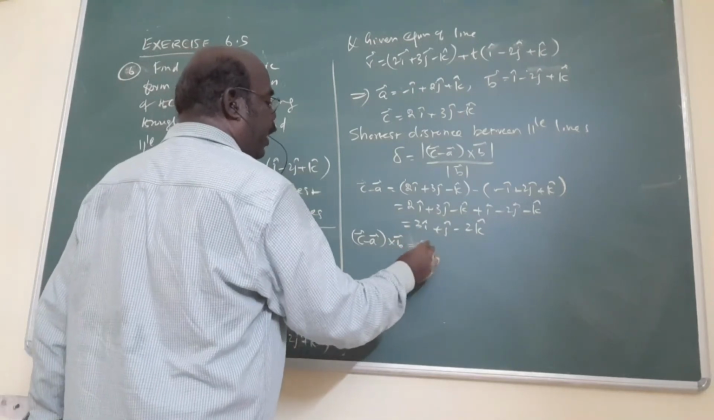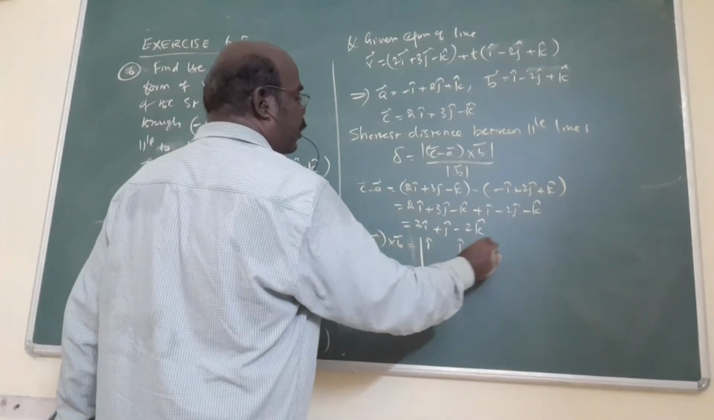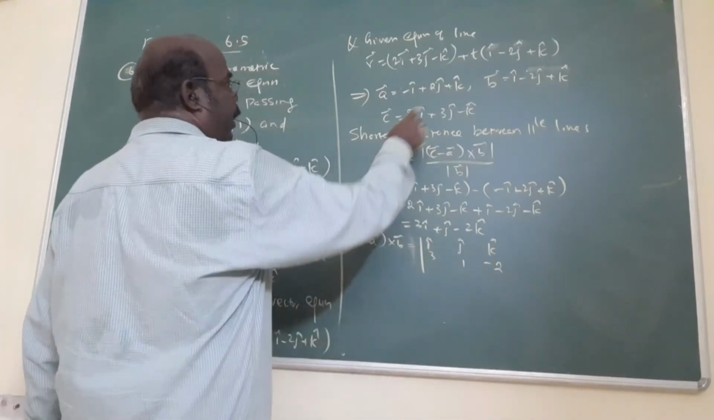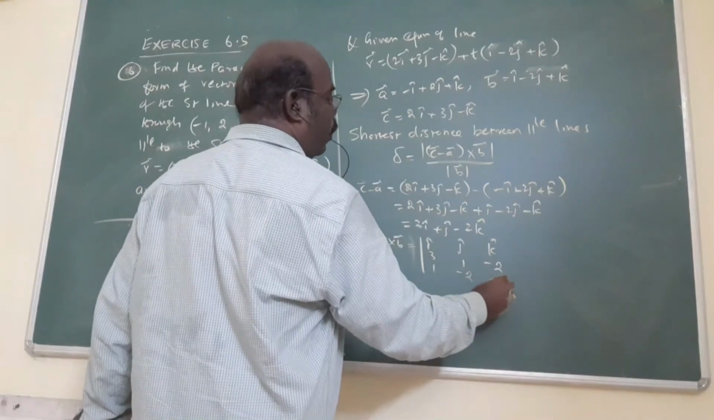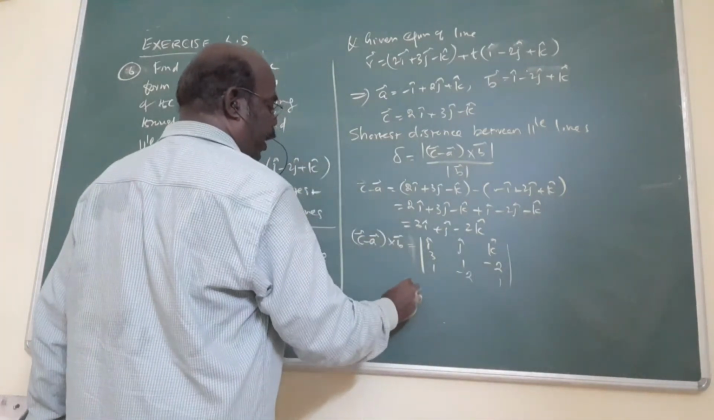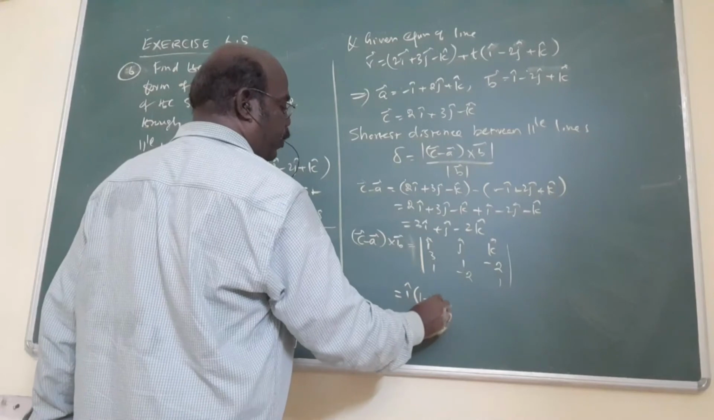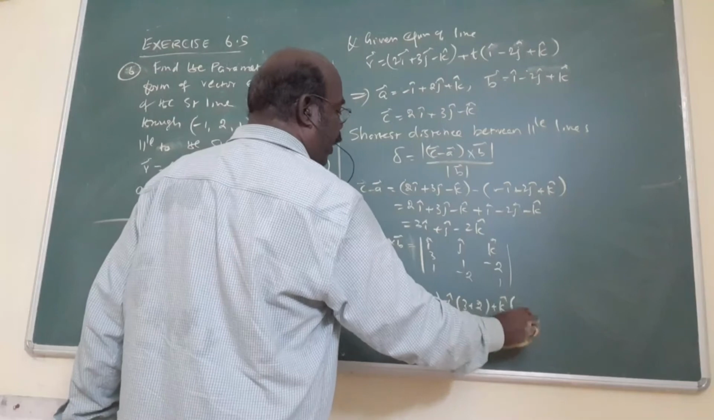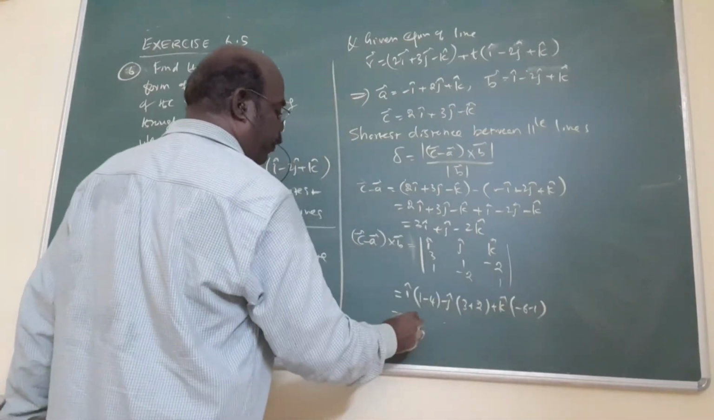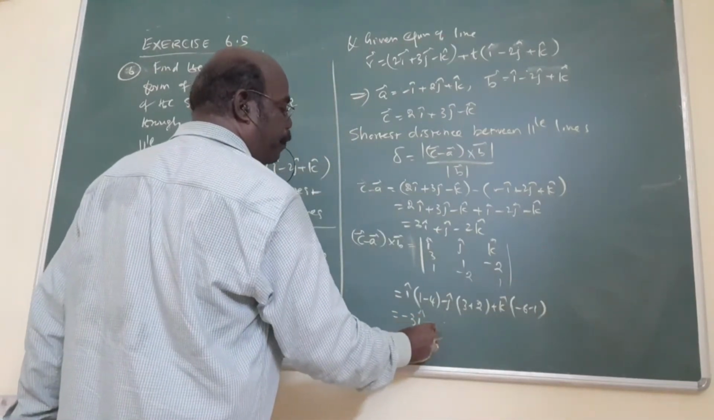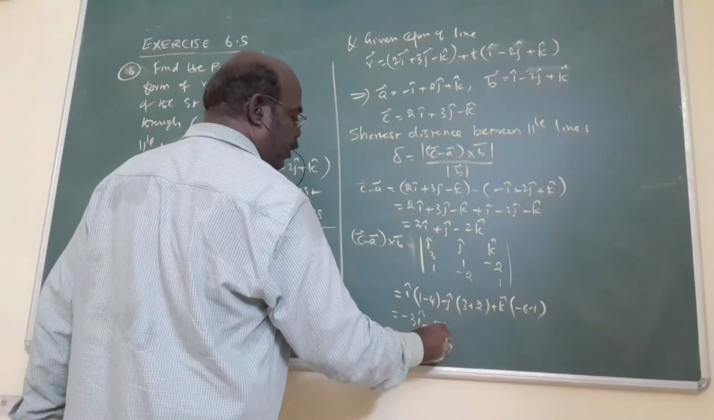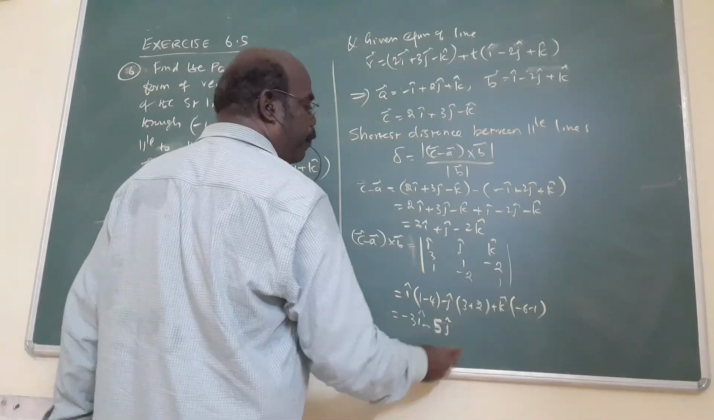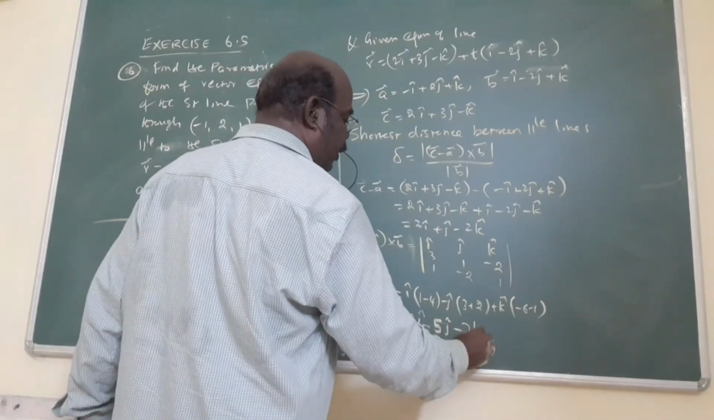What is the formula? What is the idea? I cap, J cap, K cap. C minus A: 3, 1, minus 2. B vector: what is it? 1, minus 2, 1. Am I correct? I cap into 1 minus 4. J cap into 3 plus 2. K cap into minus 6 minus 1. Simplify: minus 3 I cap minus 5 J cap minus 7 K cap.